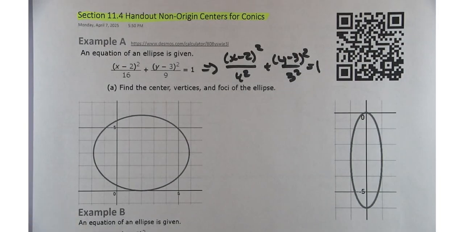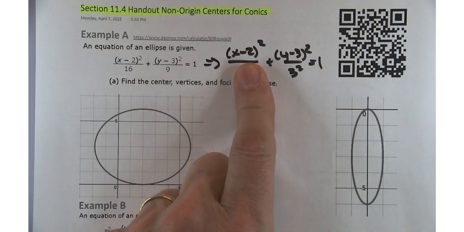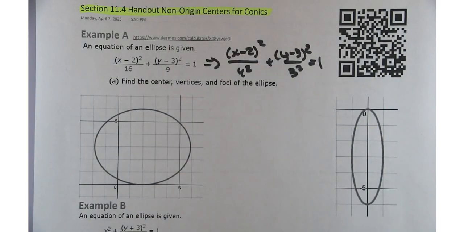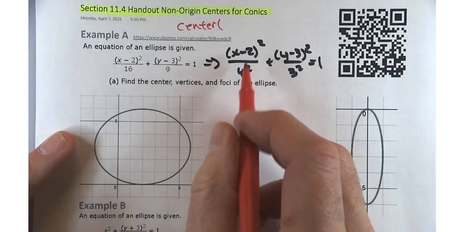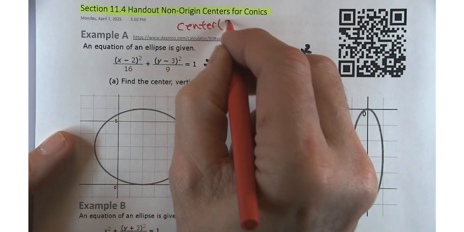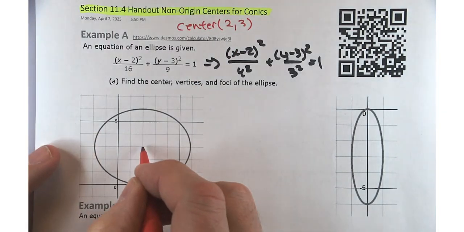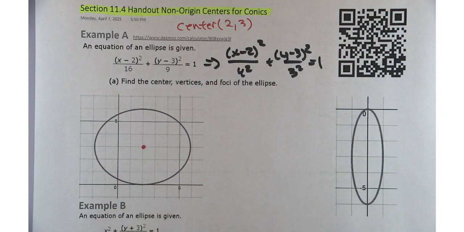Where does that put your center? Well, your center is going to be where the squared terms are equal to 0. So the center in this one is where? 2 and 3. So conveniently, that's right here.